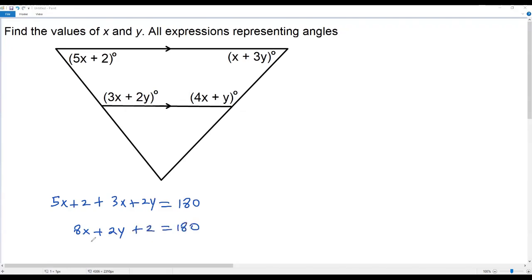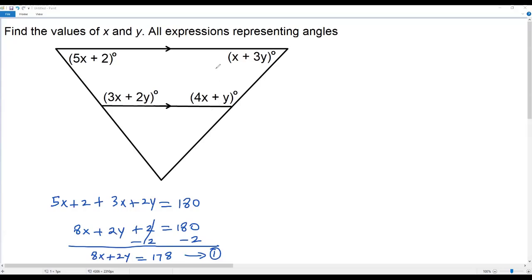Okay, now let's keep the x term and y term on the left side and the constant on the right side. For that, we have to get rid of this positive 2. So for that, I have to subtract 2 from both sides. When I do so, this positive 2 and negative 2 will cancel. I'm getting 8x + 2y equals 180 - 2, which becomes 178. I consider this equation number 1.